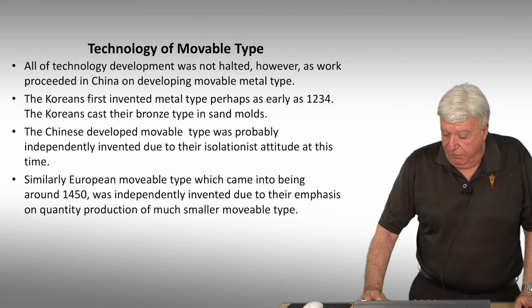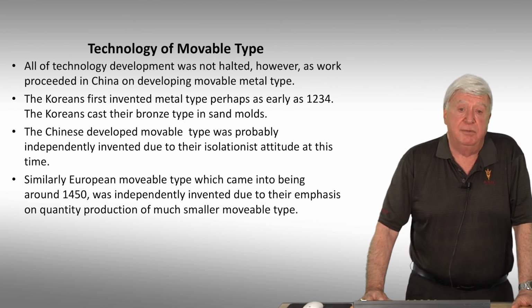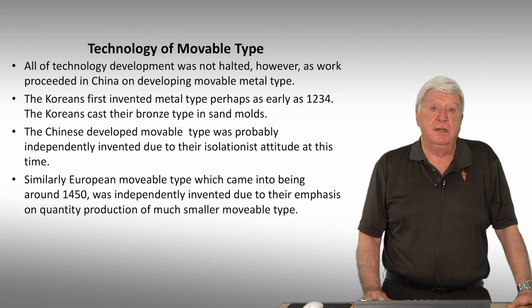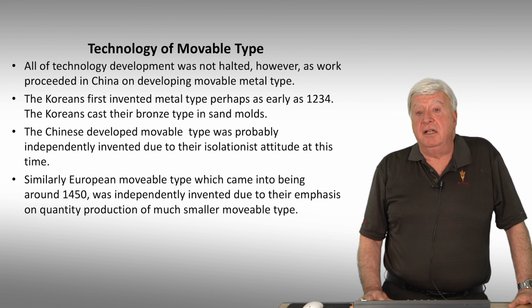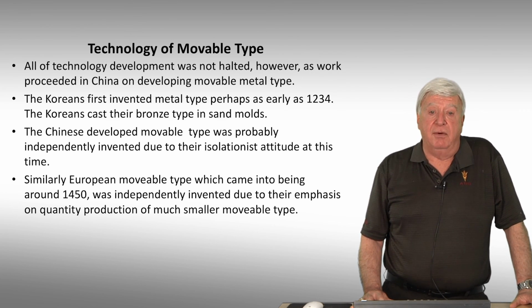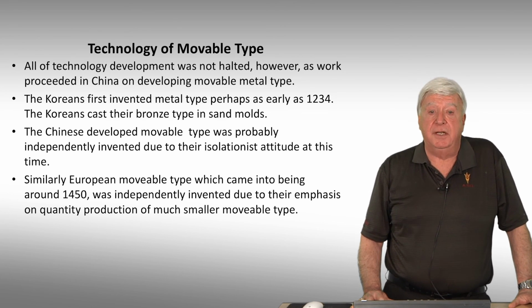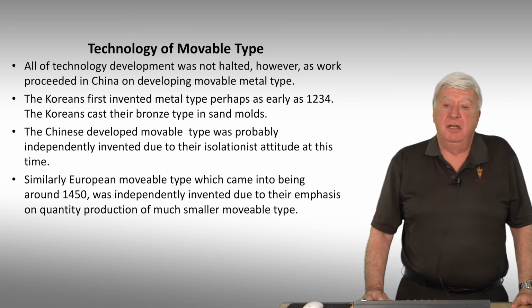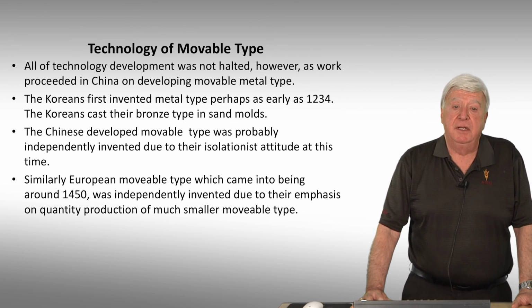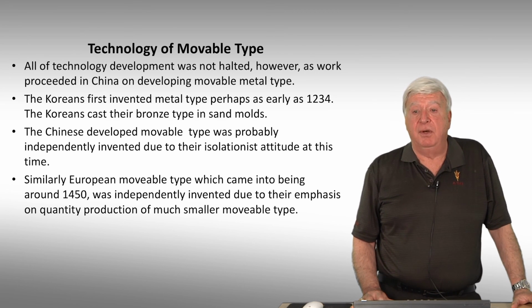Okay, as I mentioned before, we would talk about the technology of movable type, which of course is a very, very important technology advancement. All of the technology development was not halted, however, as work proceeded in China on developing movable type. The Koreans first invented movable type perhaps as early as 1234. The Koreans cast their bronze type in sand molds.